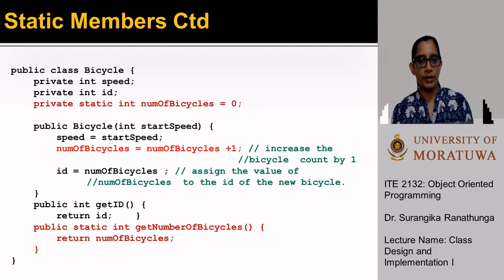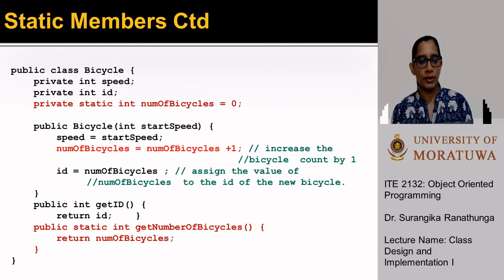So to keep this kind of information, information that is invariant across the objects, we cannot use our usual instance variables, because they can have different values for different objects created from the same class. So the solution is to use the static variable. Now when we create a bicycle, the bicycle count will be updated in the constructor, and all the objects created from this class will have the same value for the number of bicycles.